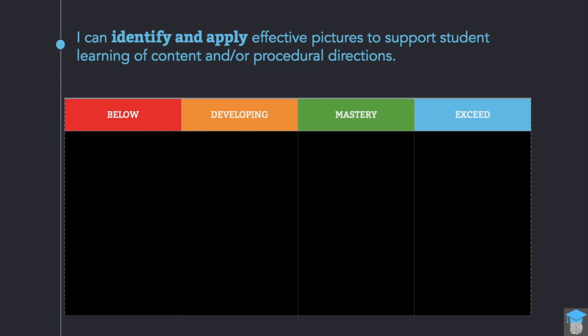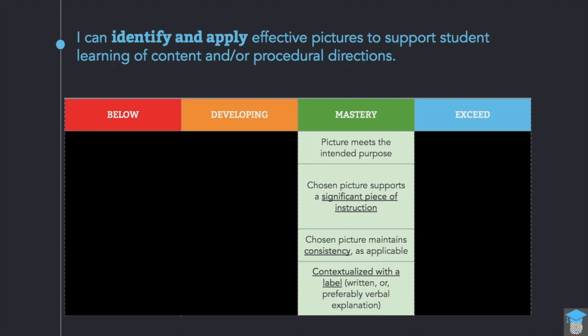Now we're ready to dig into how to use these pictures to support instruction. So let's generate a quick common rubric. A powerful start is to identify mastery features, those traits of our instructional pictures that fully meet our expectations. For pictures, we've come up with these 4 traits.